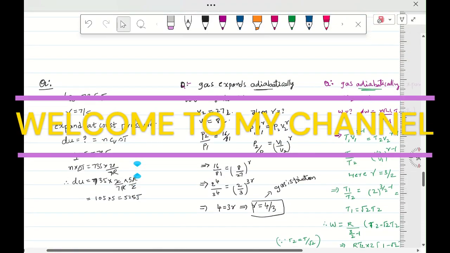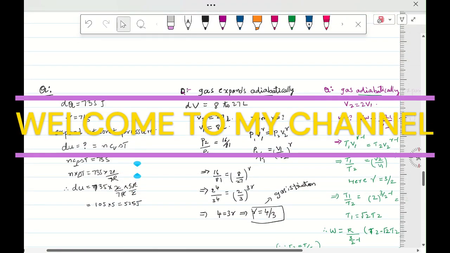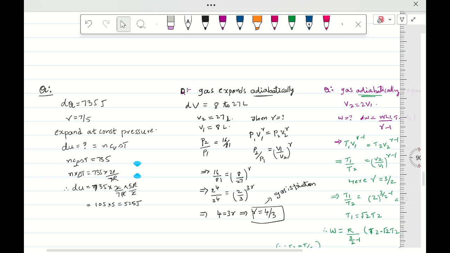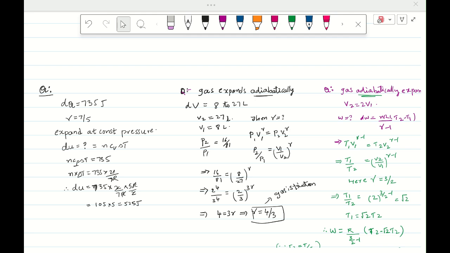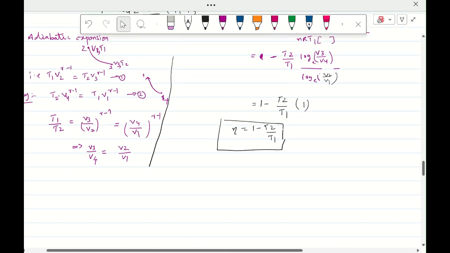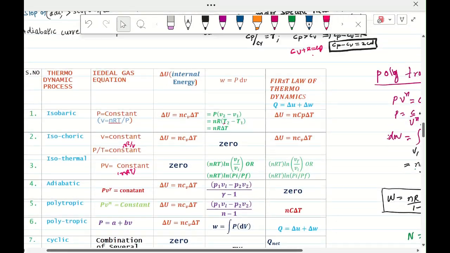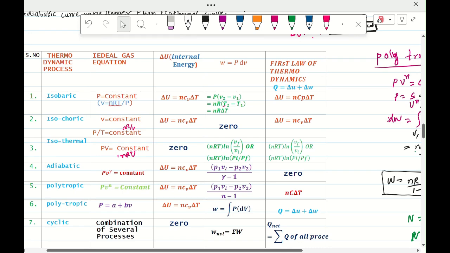Today we will mostly do problems on the first law of thermodynamics. Maximum problems are on the first law of thermodynamics only. Question number 1 is very simple, it is simple logic. Already yesterday in the previous class, I explained about the process.